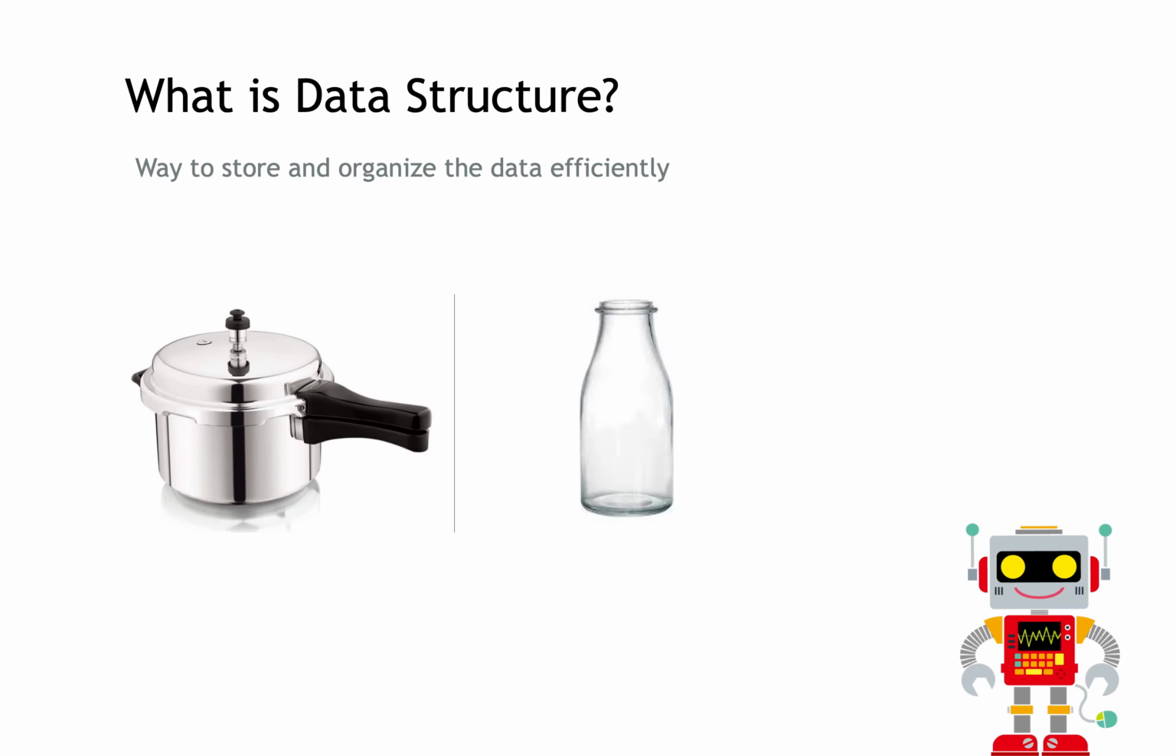To find the best solution, you need to know what data structures are available. What are the different data structures? You need to understand the pros and cons of each one. To understand which is the best data structure for your problem, there is a tool called Big O notation, which we will learn in the next video.